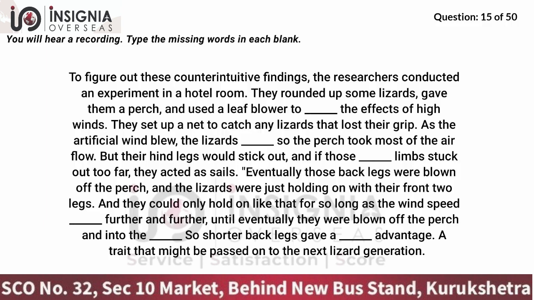Eventually, those back legs were blown off the perch, and the lizards were just holding on with their front two legs. And they could only hold on like that for so long as the wind speeds increased further and further until eventually they were blown off the perch and into the nets. So shorter back legs gave a survival advantage, a trait that might be passed on to the next lizard generation.